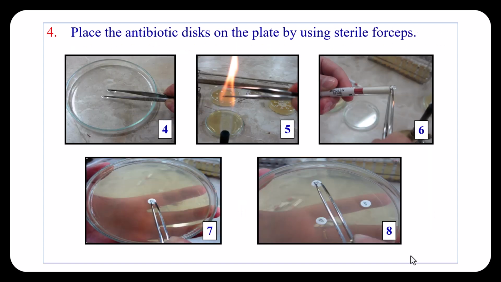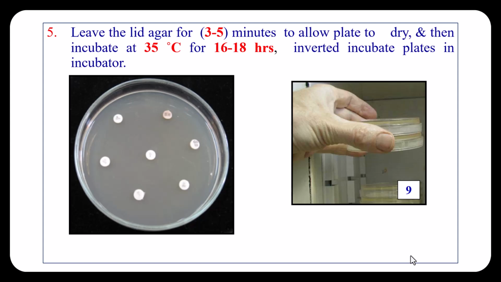Using sterile forceps, we put the antibiotic disc on the agar plate and press them gently. Let the agar dry for 3 to 5 minutes, then incubate it at 35 to 37 Celsius for 16 to 18 hours and put the plate in the incubator in the inverted position.